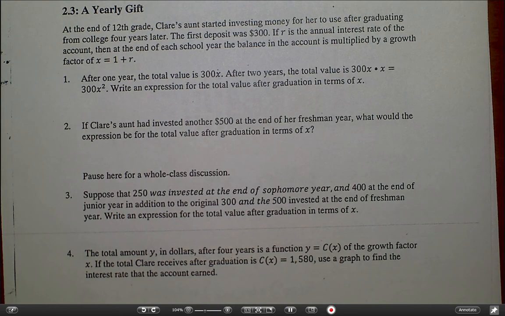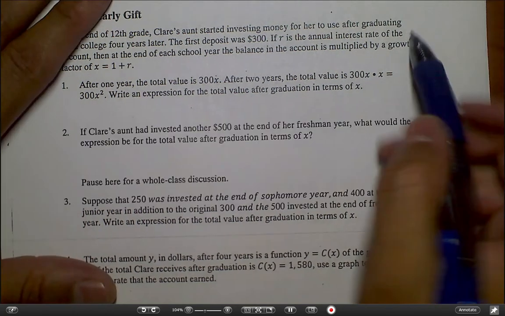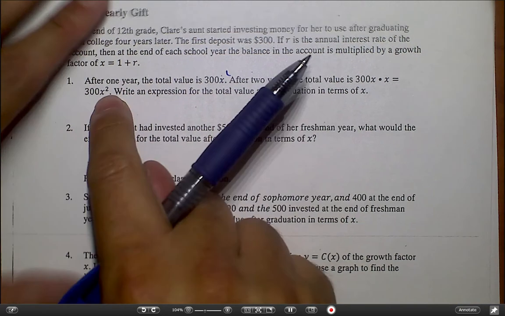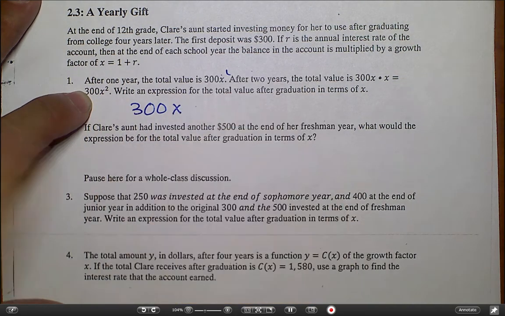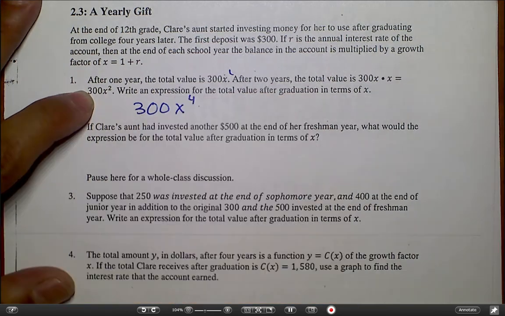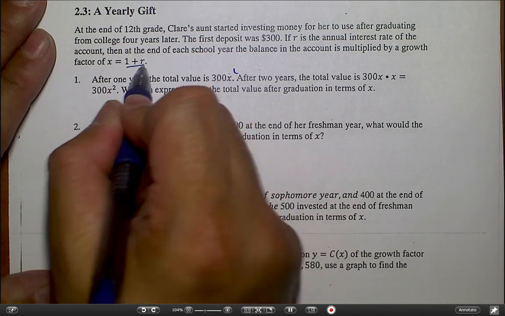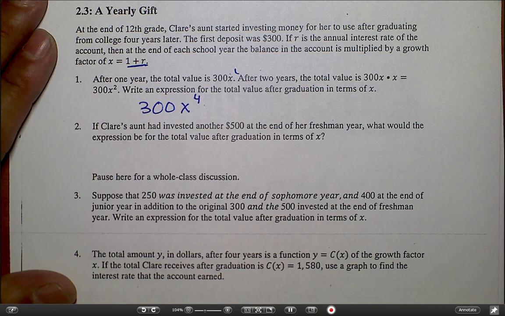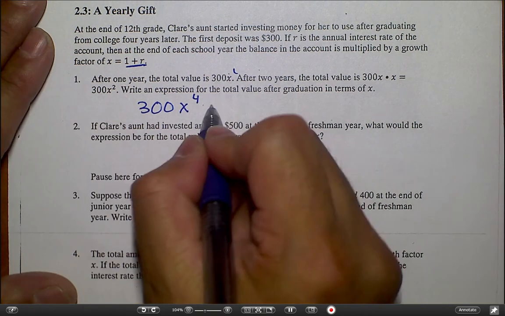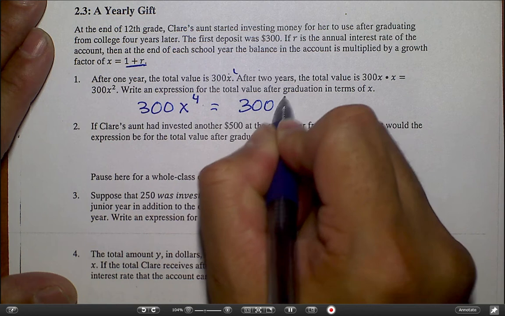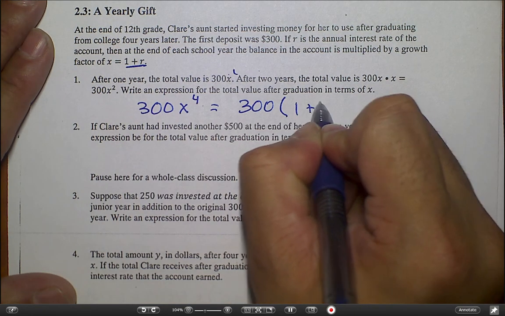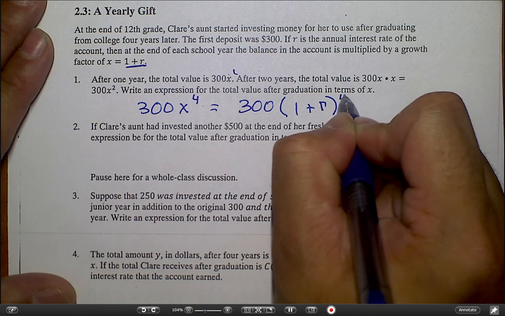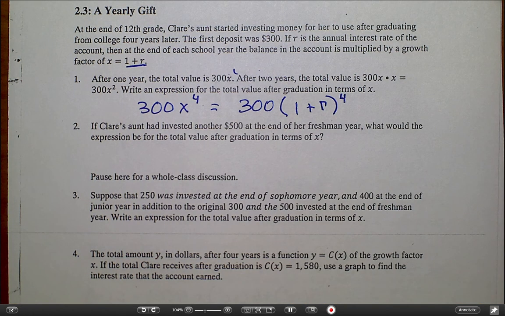All right, so now for this, it's going to be how many years? 4, right? Because if the first one is here, the second one is here. So it's going to be 300, and it's going to be X to the 4th, like that. But then X is the same as this, isn't it? 1 plus R, whatever my rate is. So that's going to give me 300 times 1 plus R to the 4th power. So I can keep doing this.